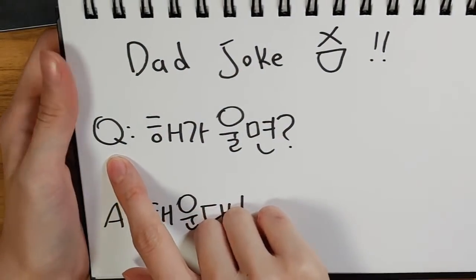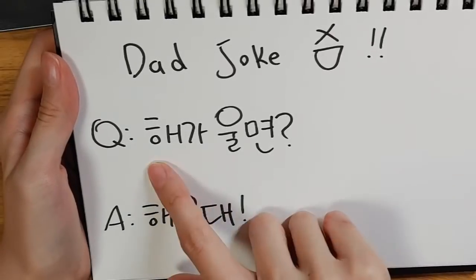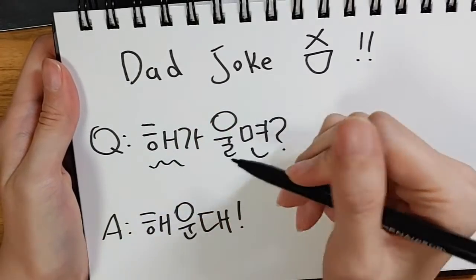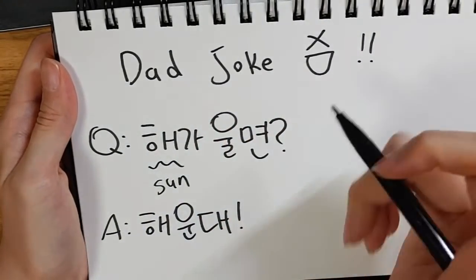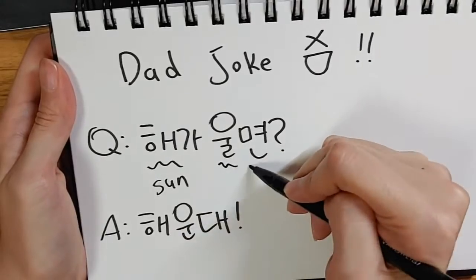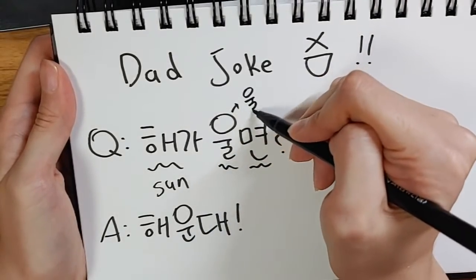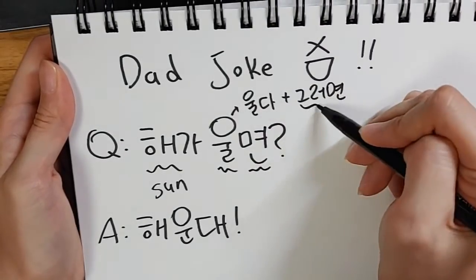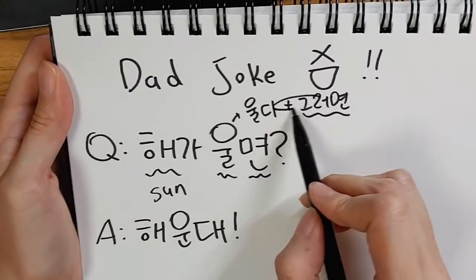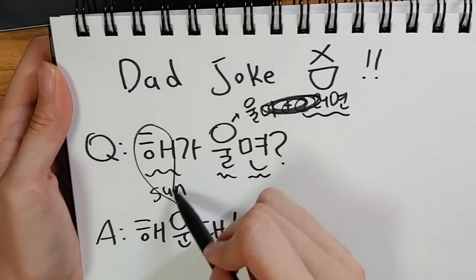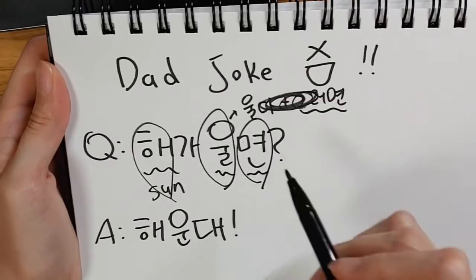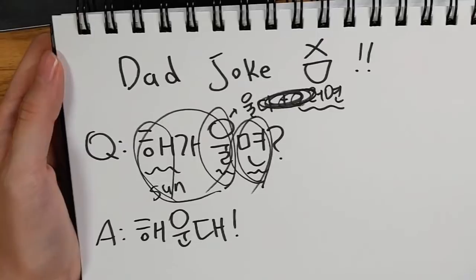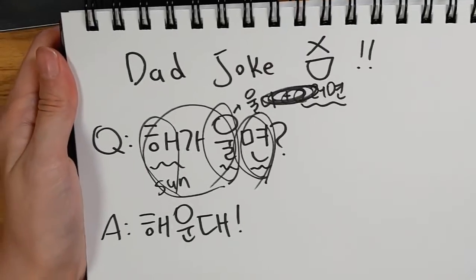So the question is, 해가 울면? 해 means sun, guys. To break this sentence down, 울면 is the combination of the verb 울다 and 그러면, which means if, then. So 울면 means sun cries, then. So if the sun cries, then. So 해가 울면 is another way to say what's a sun when it cries.